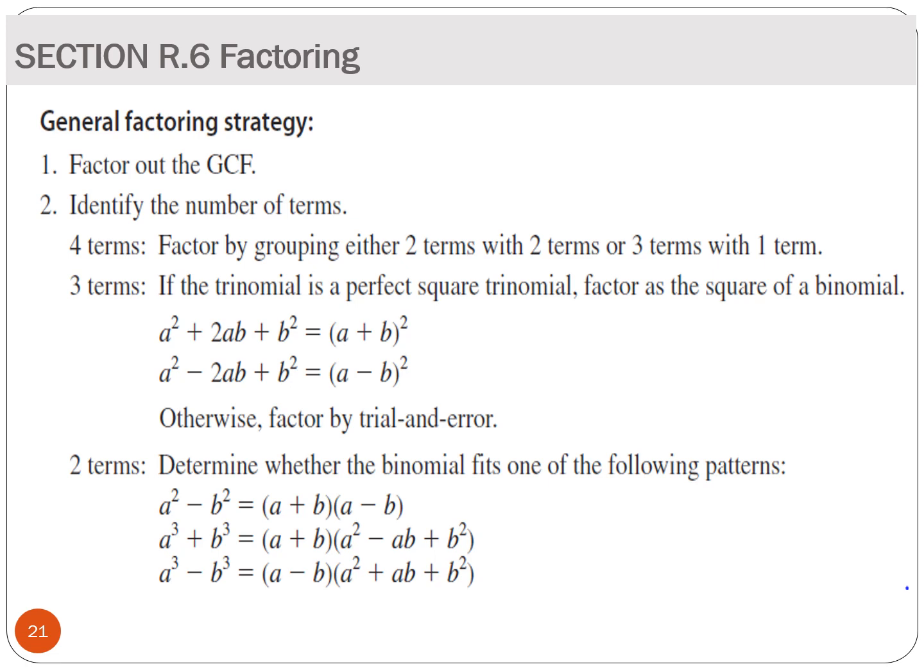If you have the sum of two cubes, if you have a cube plus b cube, you can write it as a plus b times the square of the first variable, a squared, minus ab, which is a product, plus b squared.